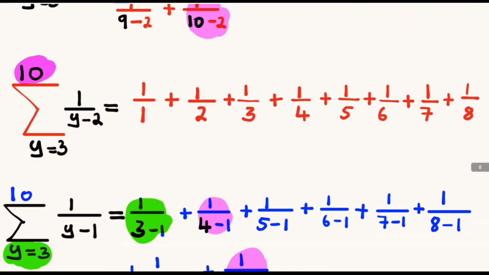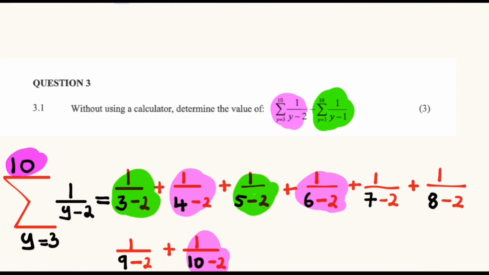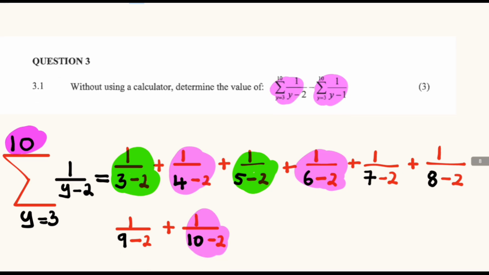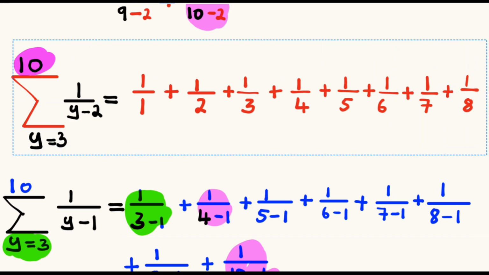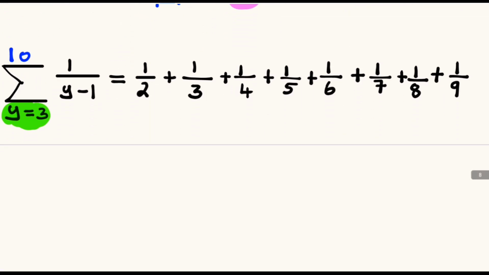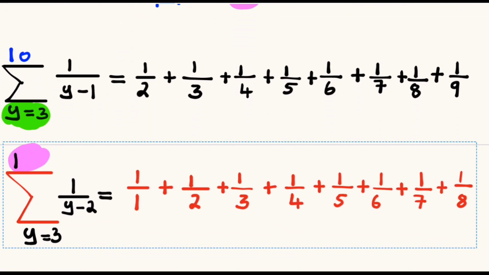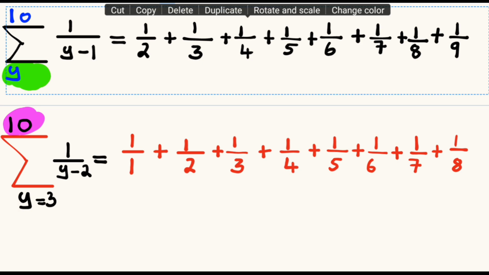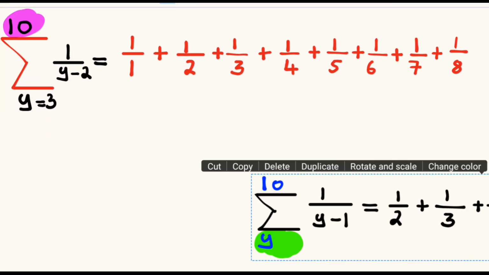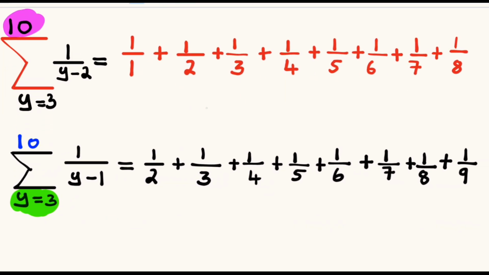Remember, we had to subtract these two. We actually have a negative sign in between the two sums. So we subtract the sum of 1 divided by y minus 2 with the sum of 1 divided by y minus 1. So this one should come last. So we have the following, and we must subtract them because there was a minus in between.